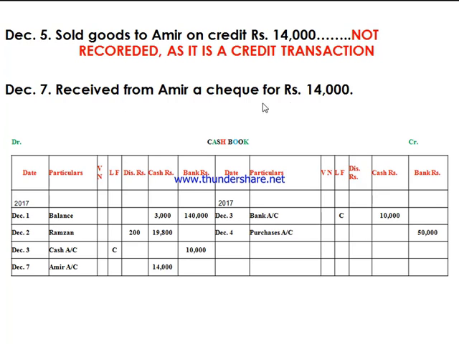So in this transaction, our business received a check, but that check has not been deposited into the bank on the same day as per our transaction. Therefore, this 14,000 will be shown in the cash column of the cash book. Date, then particulars, we received this check from Amar and Company, and in the cash column we will write down the amount of the check, keeping in mind this rule.